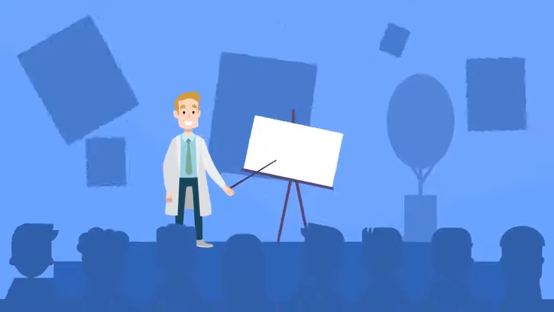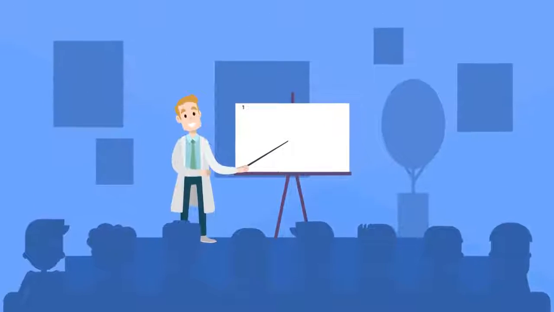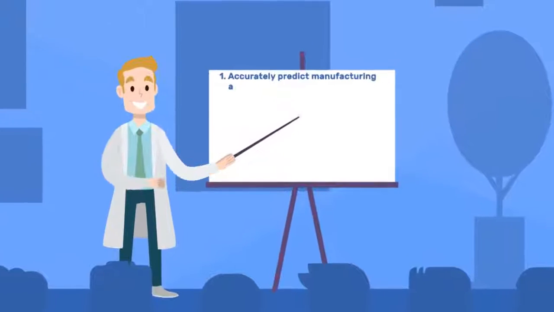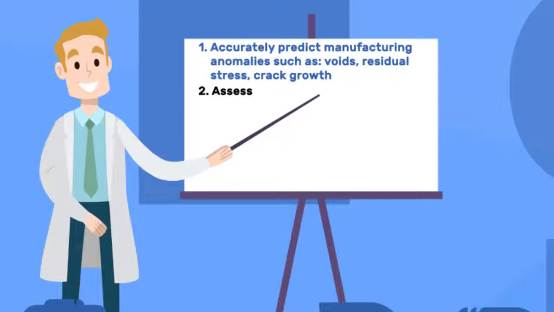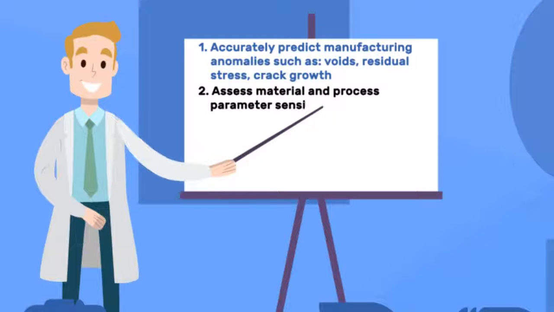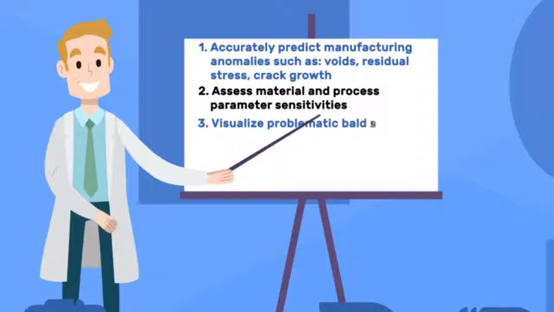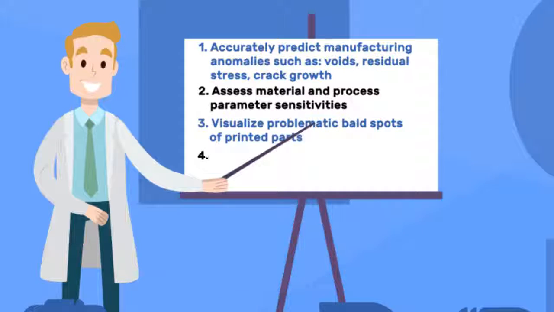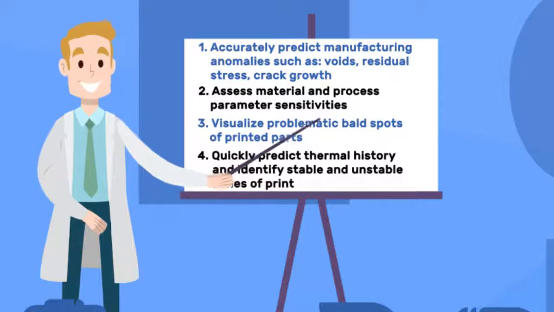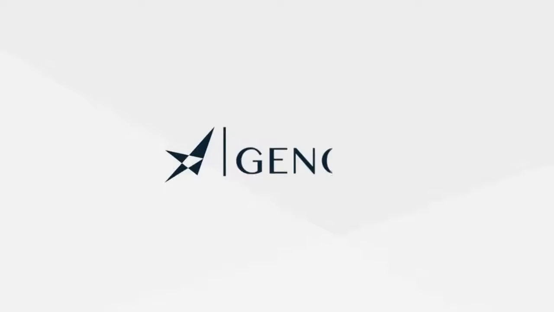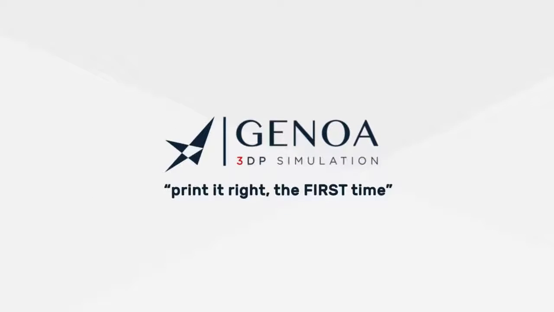By using Genoa 3DP, users can accurately predict manufacturing anomalies such as voids, residual stress, crack growth, assess material and process parameter sensitivities, visualize problematic bald spots of printed parts, quickly predict thermal history, and identify stable and unstable zones of print. With the use of Genoa 3DP, users are able to print it right the first time.